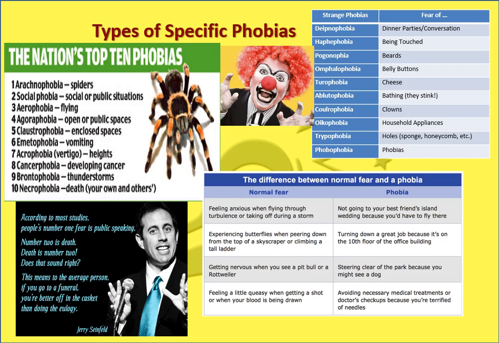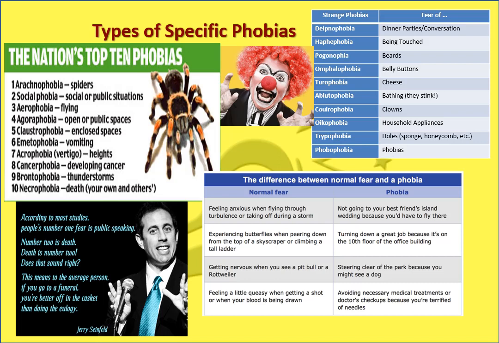So there's specific types of phobias. Probably one of the most well-known is claustrophobia. That's the fear of enclosed spaces. There's a list over here of the top 10. It appears that the fear of spiders is the number one phobia. For years, it's often been said that public speaking is the number one phobia.